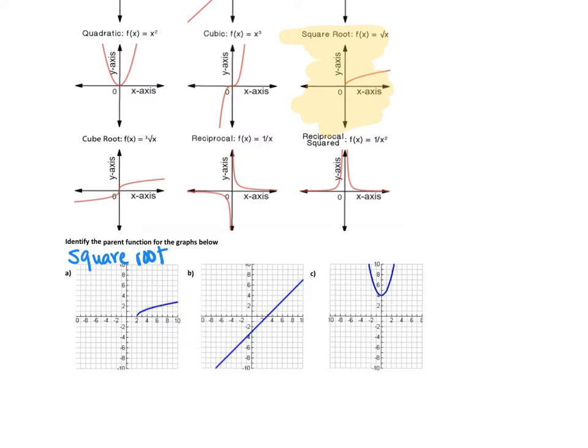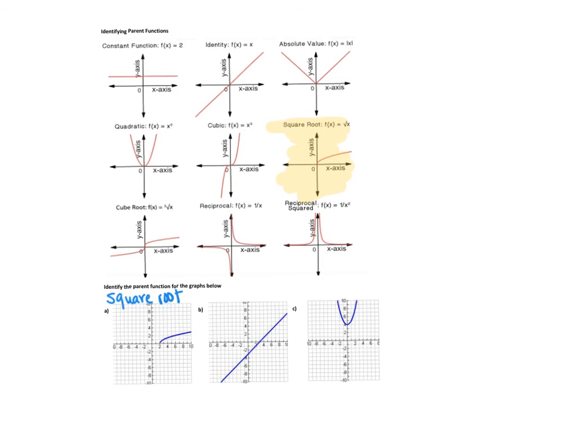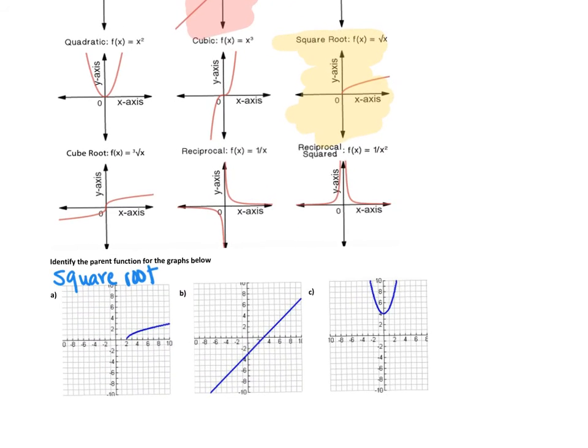The next graph is going to be our, well, this is basically the identity function. And this is the identity function transformed. But this is our identity. And when you transform the identity function, what you get is a line, or what we call the linear function. So this is technically the identity, or also known as the linear function.